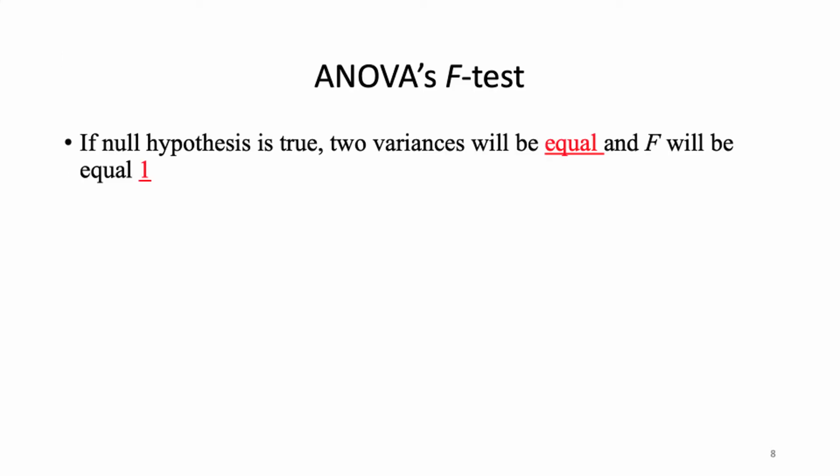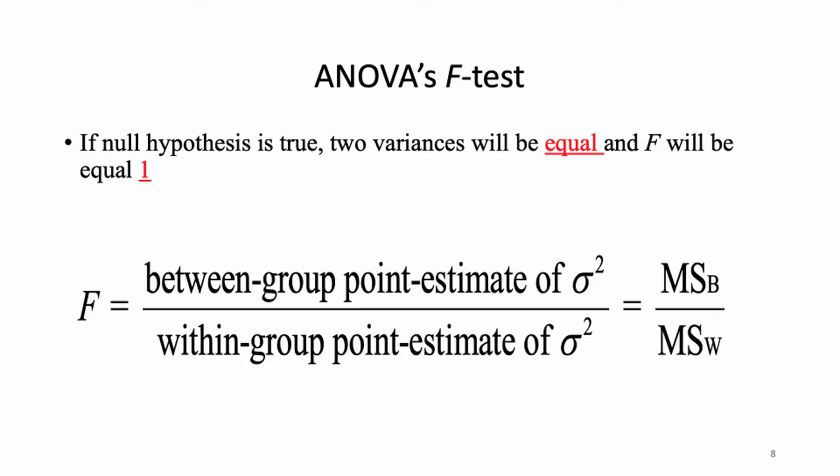All right, if the null hypothesis is true, then the two variances, variance between and variance within, will be equal. And F will be 1. And here's the formula. The between group point estimate of sigma squared, where sigma is lowercase and sigma squared is the variance in the population, divided by the within group point estimate of sigma squared. We want F-scores to be larger.